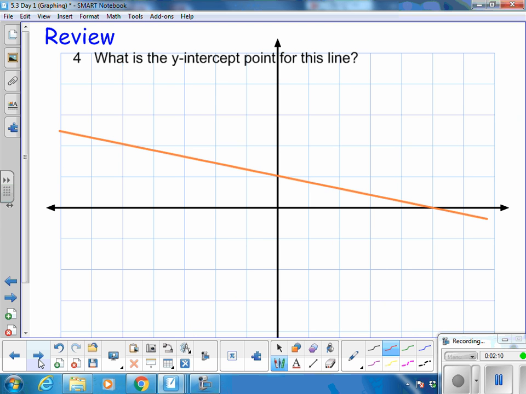What is our y-intercept point for this line? The coordinate here is (0, 1). It's going to be this point right here. So this point intersects at 1, which tells us that our y-intercept indeed is 1.